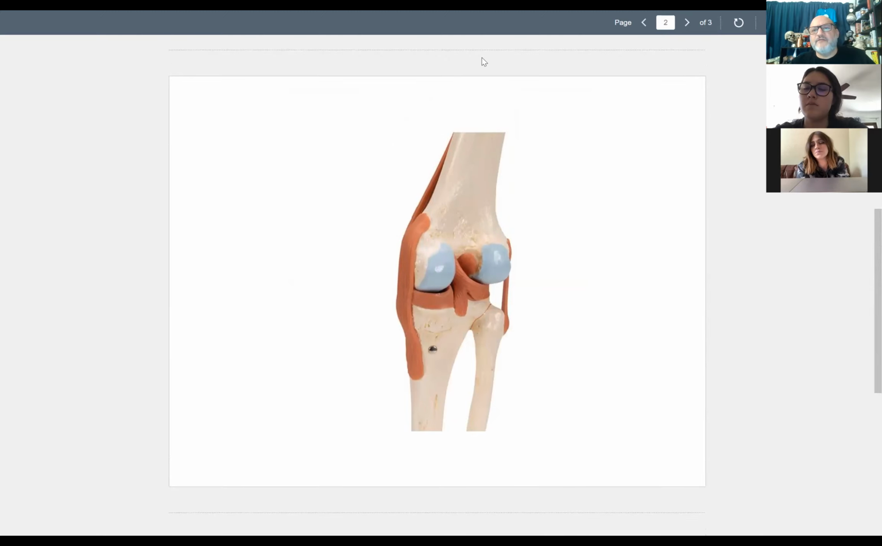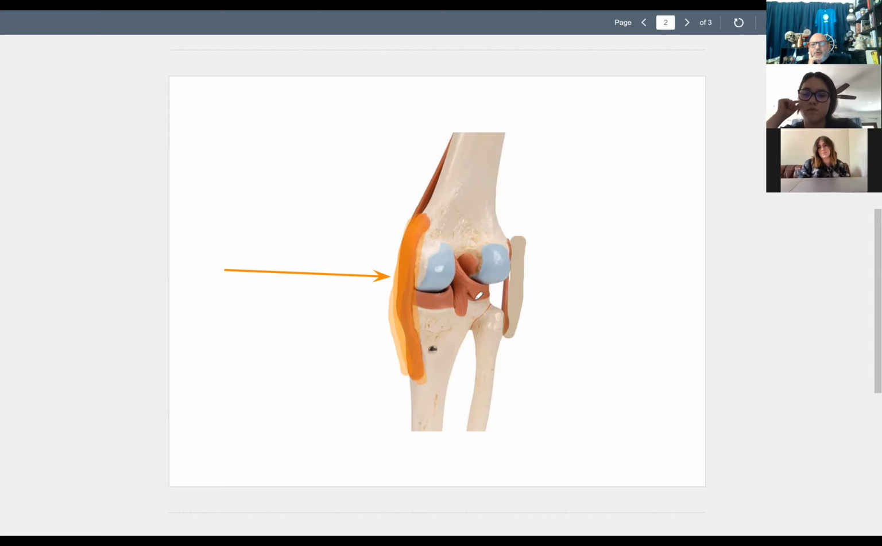Here we go. Notice here from the posterior view, we can clearly see the medial collateral ligament. And how do I know this is the medial collateral ligament? Exactly, because the fibula is lateral. This one's connecting to the tibia, so that must be medial. Whereas that means that this one over here is the lateral collateral ligament.